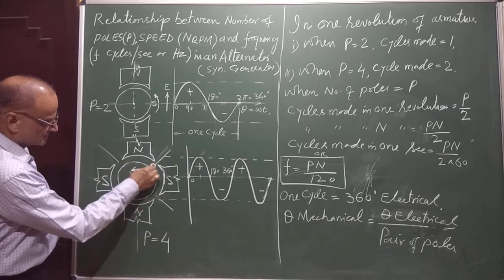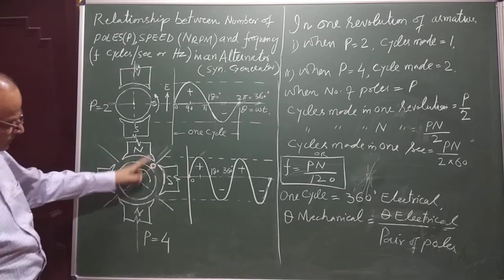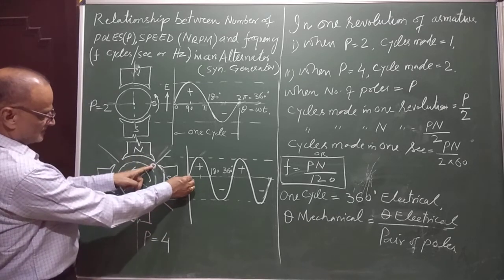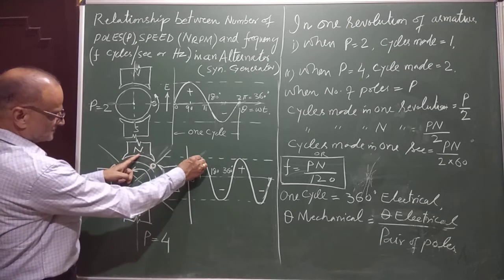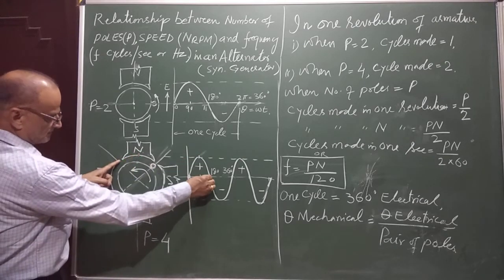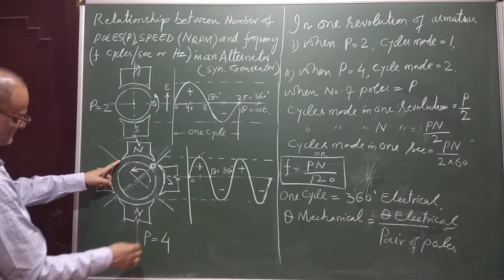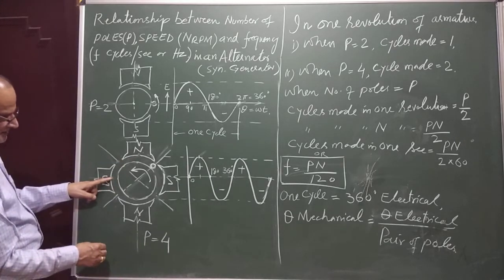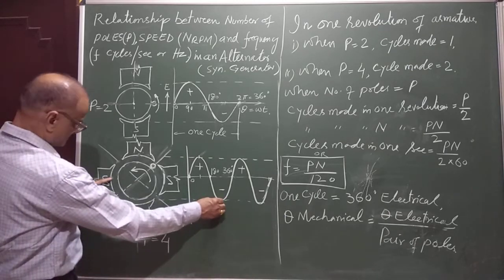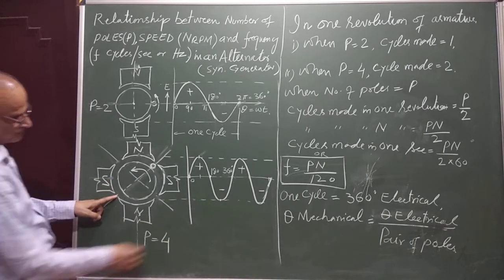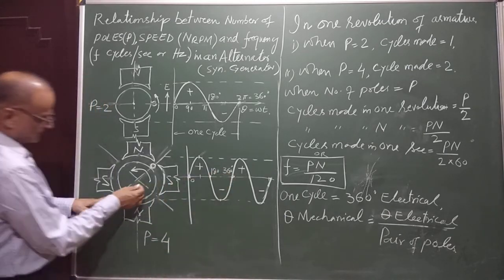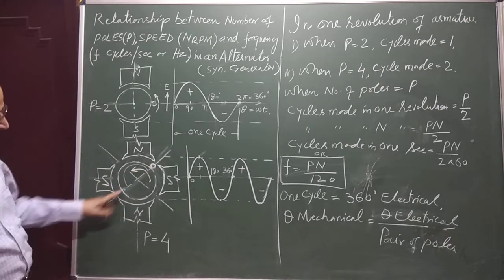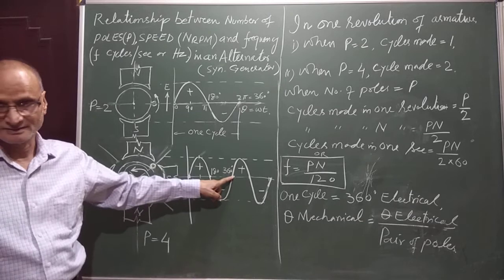So, the starting point is here. In between the two poles, EMF is 0. So, at this point, EMF is 0. North pole center positive maximum, in between the poles 0, center of the south pole negative maximum, and in between the poles 0. So here you have moved only half the rotation and one cycle is completed.